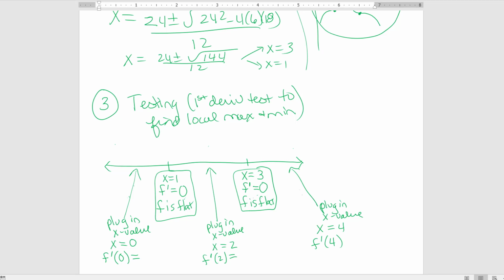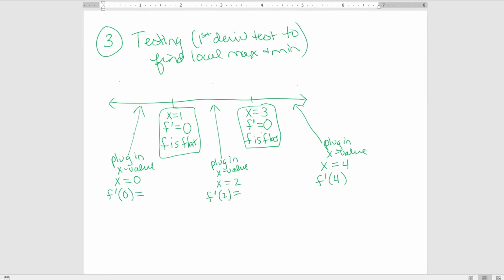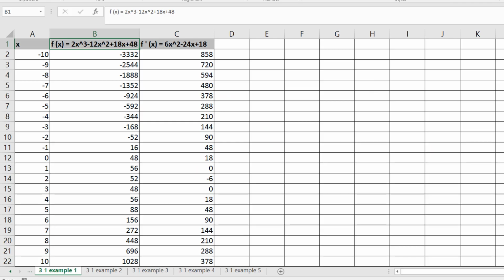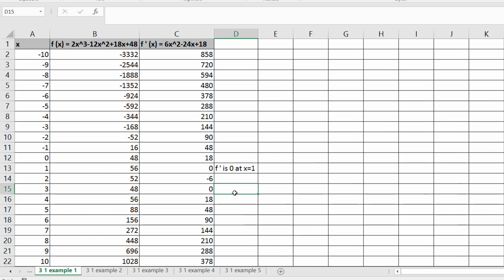At this time, I'm going to go ahead and open up Excel so we can quickly and easily evaluate and see what's going on with this derivative function. In Excel, I have picked some x values ranging from negative 10 up to positive 10. In column B, I put the f of x values. In column C, I put the f prime values. Notice here at x equals 1, f prime is 0. Also, at x equals 3, f prime is 0.